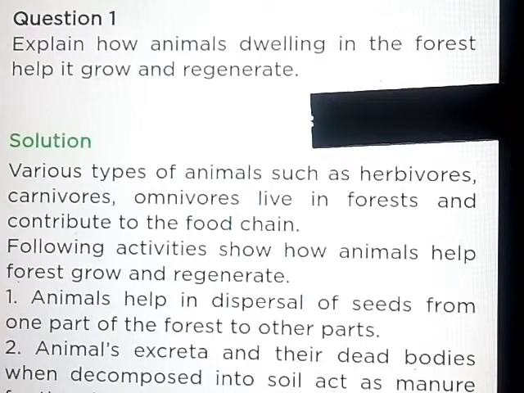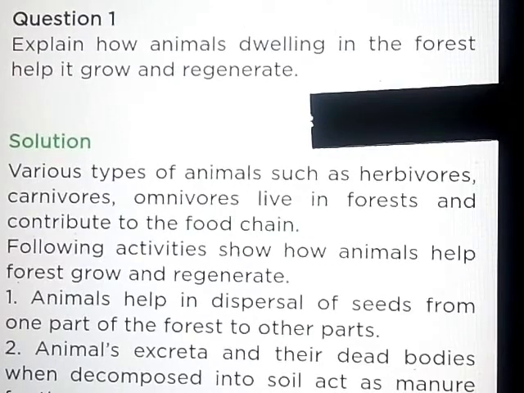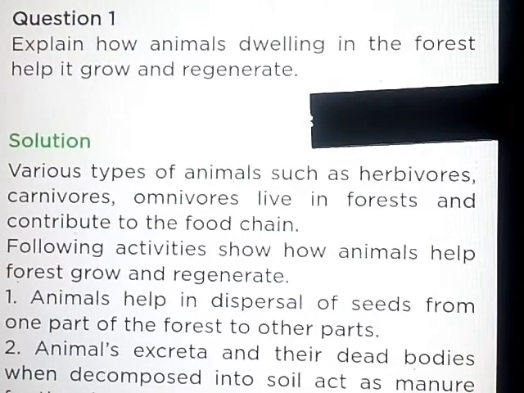Question number 1. Explain how animals dwelling in the forest help it grow and regenerate. Answer. Various types of animals such as herbivores, carnivores and omnivores live in forests and contribute to the food chain. Following activities show how animals help forests grow and regenerate. First, animals help in dispersal of seeds from one part of the forest to other parts.